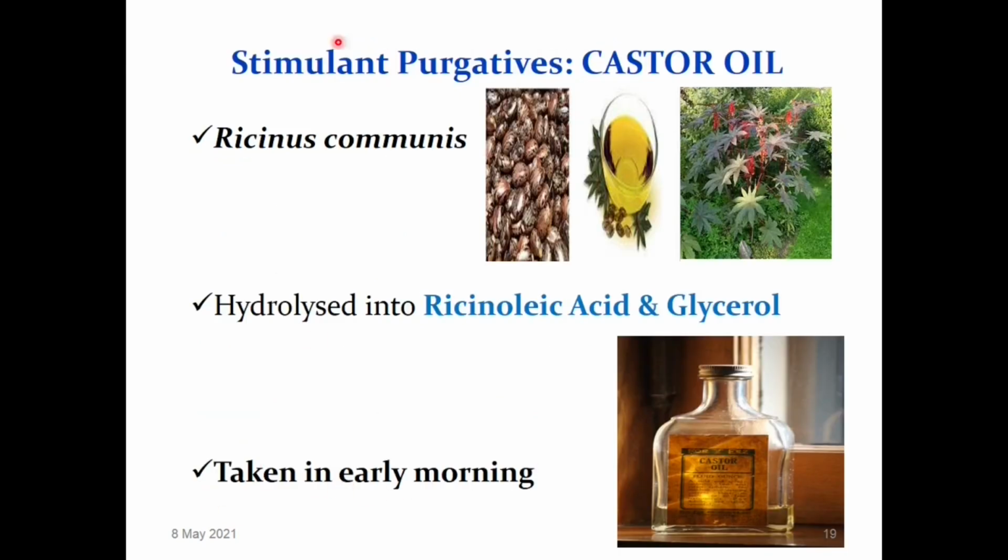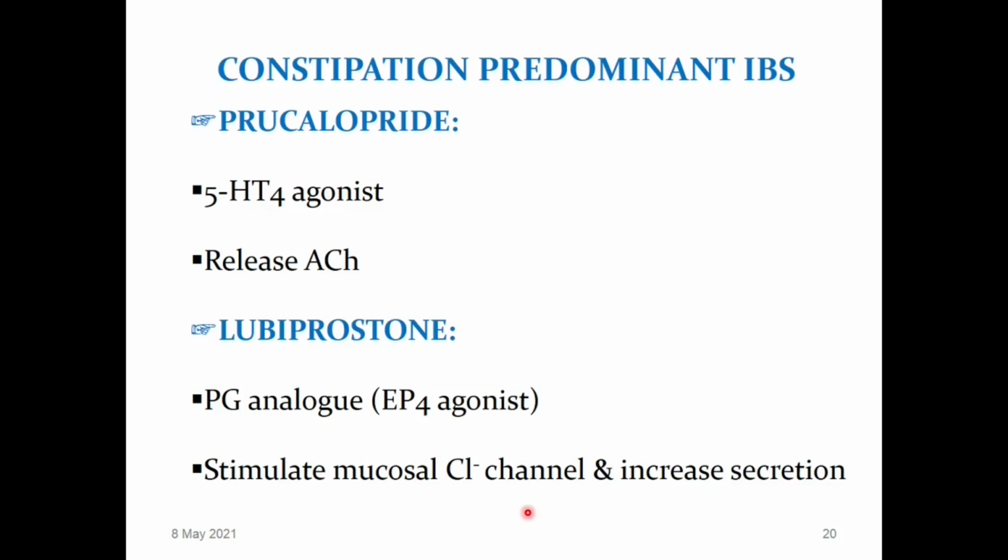One important stimulant purgative is castor oil, which was given previously, in early times when medicine was not that developed. It is also a plant product, obtained from Ricinus communis. I think you all have seen this plant somewhere in this area. It hydrolyzes into ricinoleic acid and glycerol and is taken in the early morning. So within 1 to 2 hours, defecation will occur. But nowadays it has lots of side effects, so it is not given.